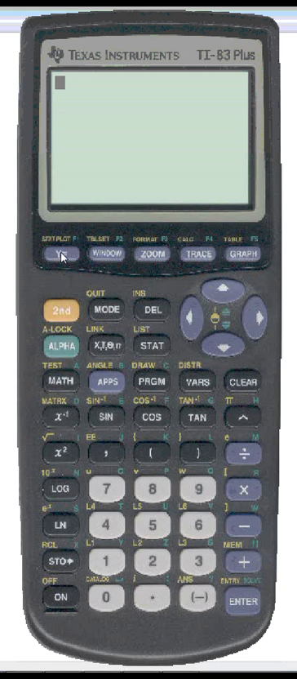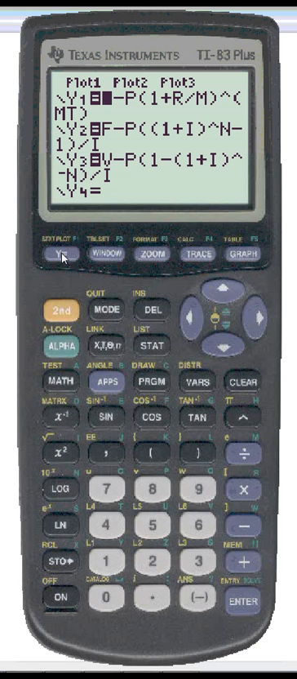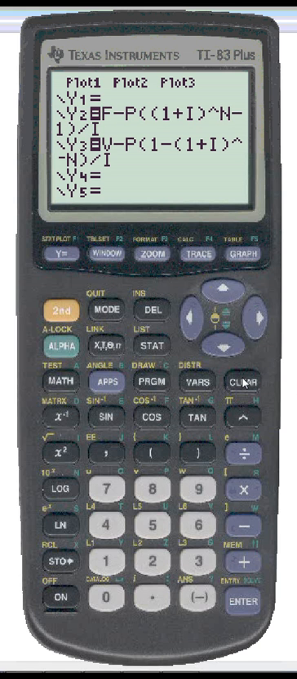So to put them into the y1, y2, y3 function variables, you start off by clicking Y equals. And I've already got those equations entered, but I'll go ahead and re-enter the y1. Let me clear it for now. And what I want to put in is the equation for compound interest.